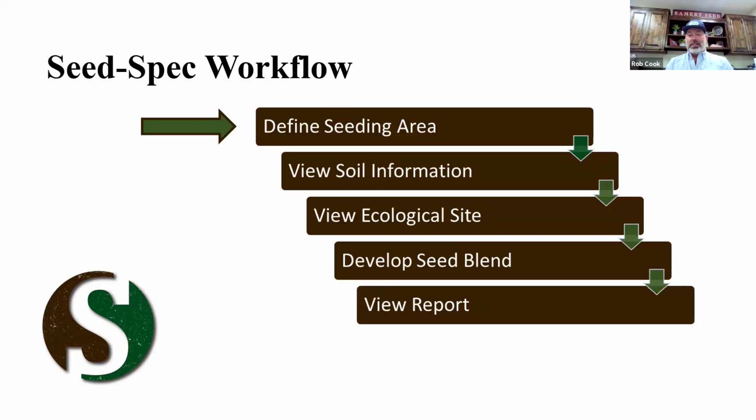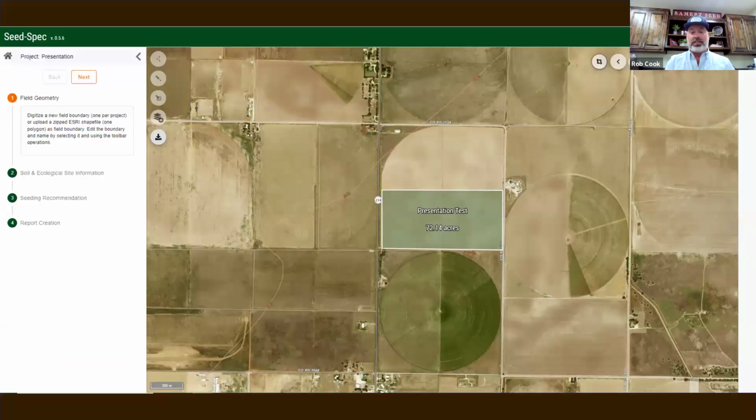So what Seed Spec does, I'm kind of simple-minded, so I wanted to make sure we developed something that was pretty simple. It works like TurboTax. You have to complete one step before you move to the next, and it walks you through that process to bring all this data we just discussed into one place. The first thing we do is define our seeding area. So we draw on our map, just like on Web Soil Survey, our area of interest or our project.